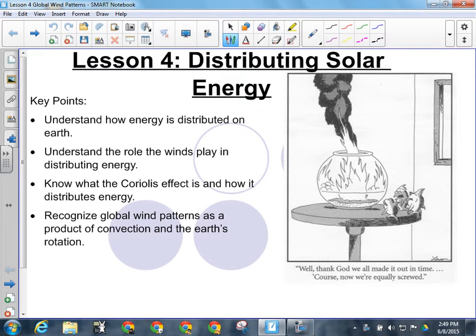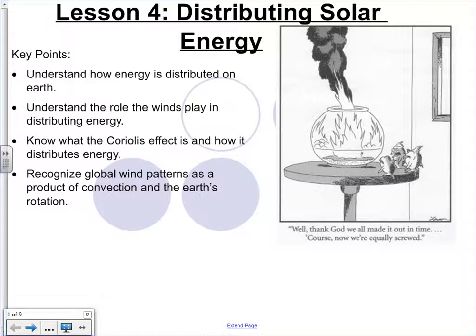All right, so what we want to look at here is how do we distribute solar energy from one place on the Earth to another. So first off, how is energy distributed on Earth? Well, more of it hits where? The most energy is received at the equator.